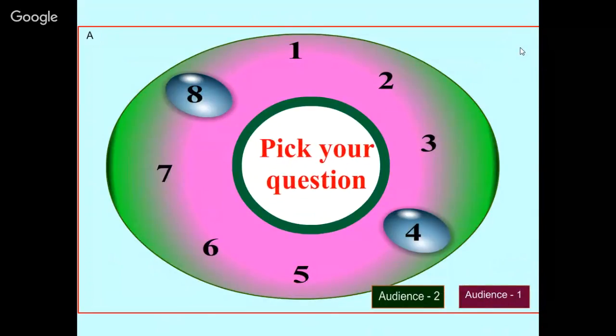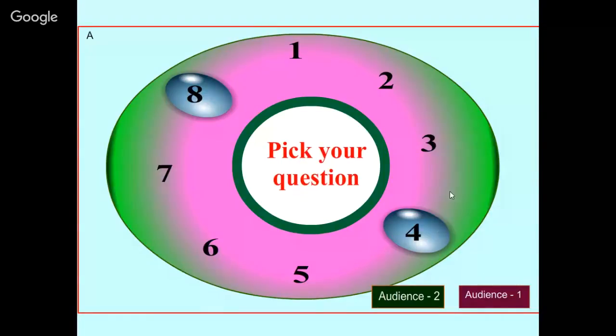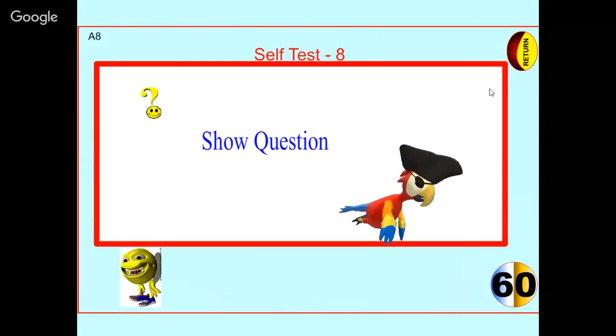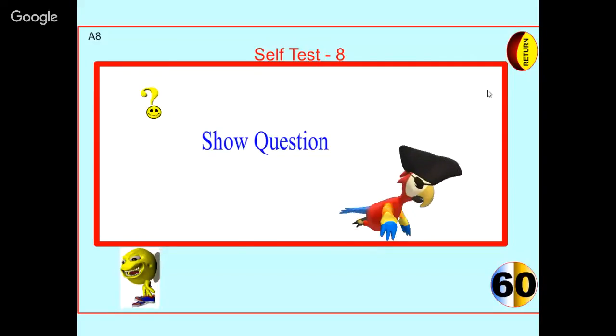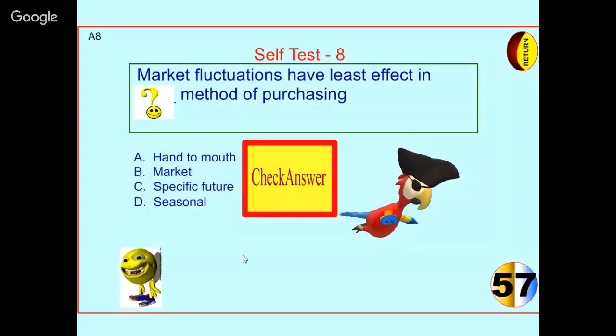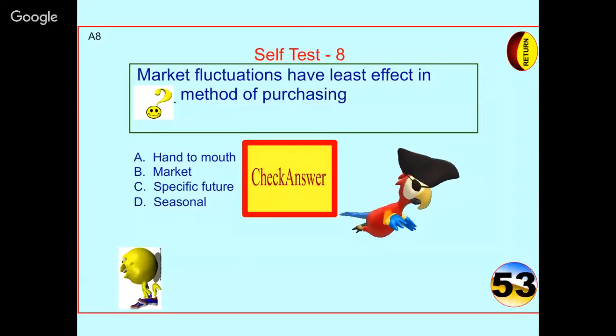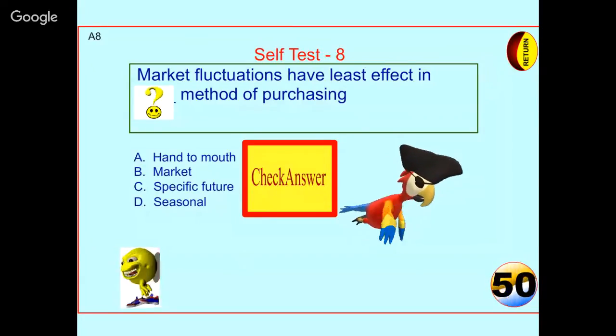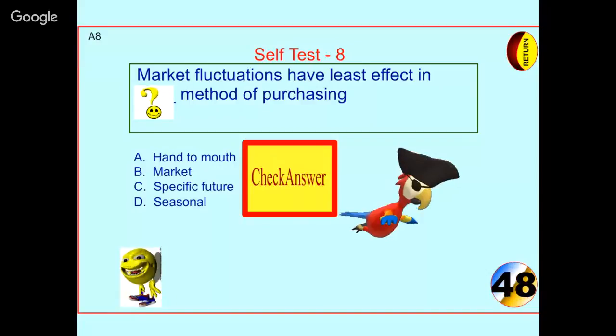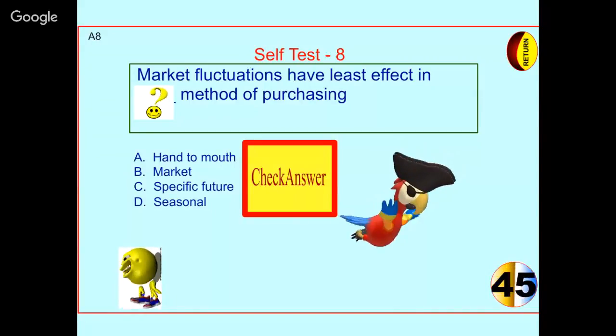We are left with two more questions. The question number 4 and 8. Okay, we'll go for question number 8. Here comes the question. Market fluctuations have least effect on dash method of purchasing. Hand to mouth, market, specific, future, seasonal. Your answer, please.